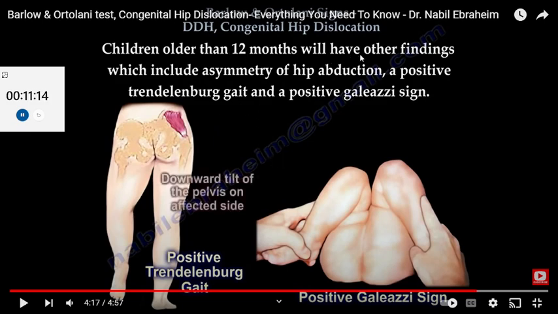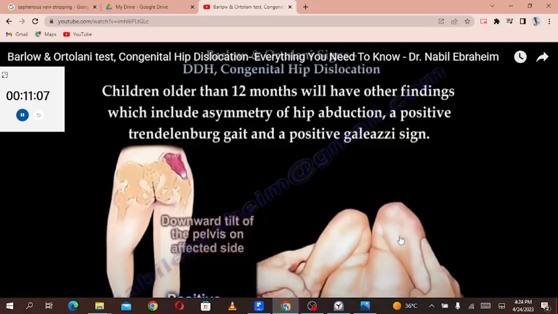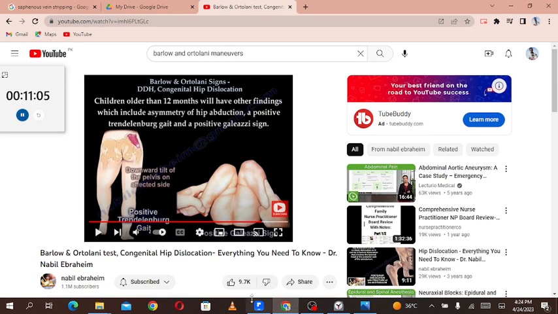Children older than 12 months will have other findings, which include asymmetry of the hip abduction, a positive Trendelenburg sign, and a positive Galeazzi sign. So let's come back. That's a very good video and you must see that. Coming back.